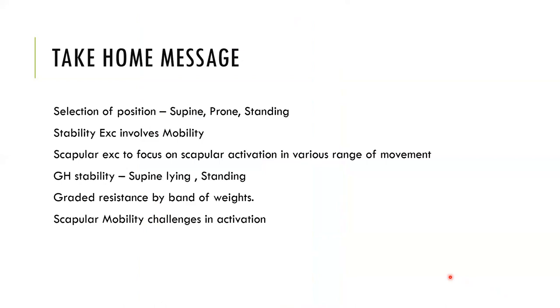Then the scapular exercise to focus on scapular activation in various range of motion. So we try and give them challenging movements and still see that the scapula is activated or stabilized. Glenohumeral stability can be started in supine lying and then progress to standing. Graded resistance by band or weights, and the scapular mobility challenge is in activating the muscle and sustaining that stability in the early phases of rehab.